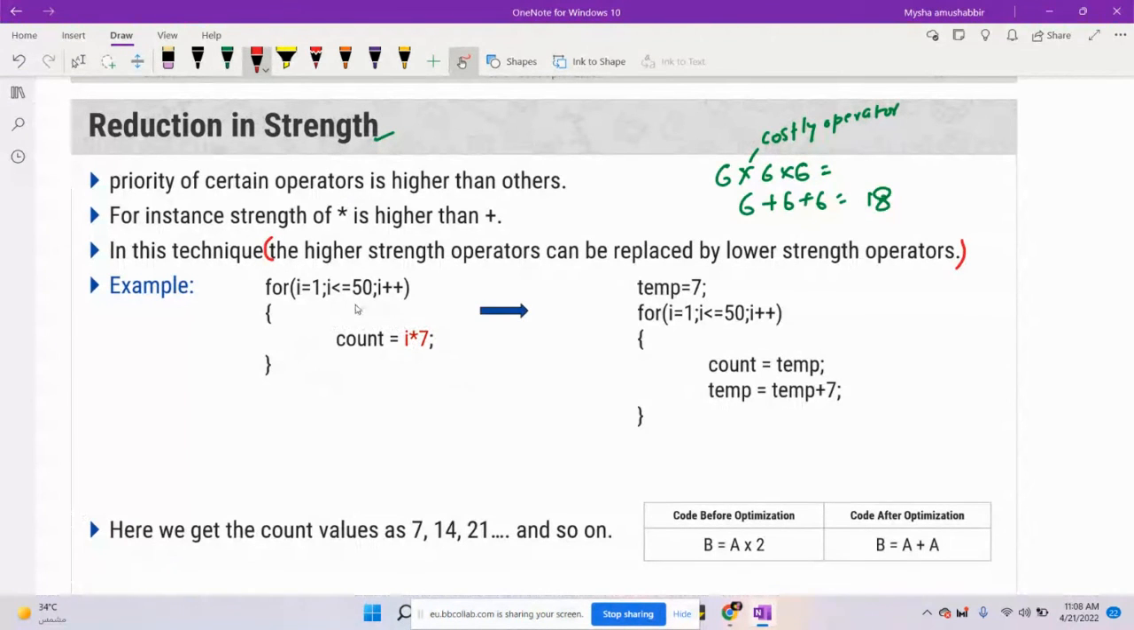Here in the example, you see: for I equal to 1, I less than 50, I plus plus, count equal to I multiplied by 7. This multiplication happens 50 times, so it will take more time, but you can change it to plus. How? T equal to 7, the loop is the same, 1 to 50 times, and C equal to T, and T equal to T plus 7. Here was multiplication, and here it is plus. So this changes into plus and the result will be the same.